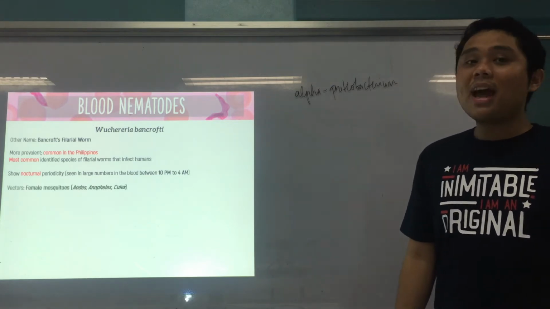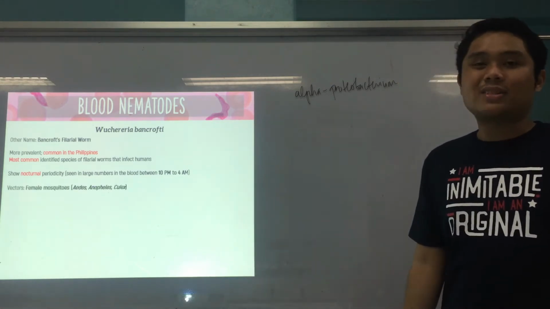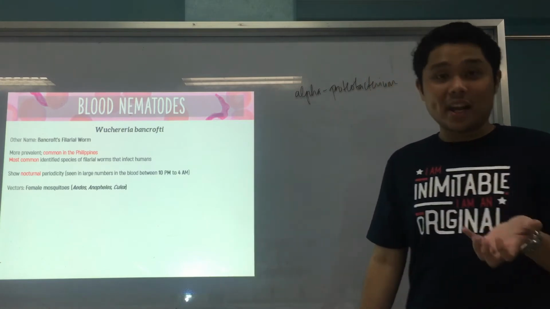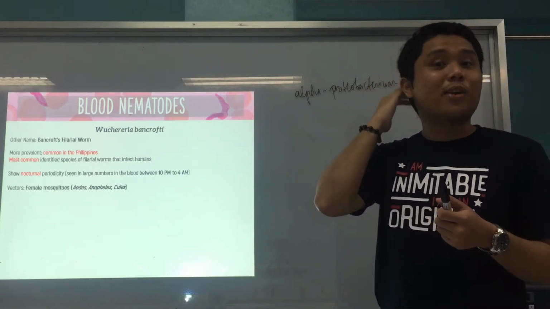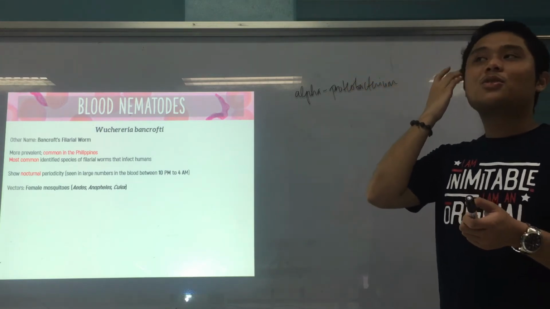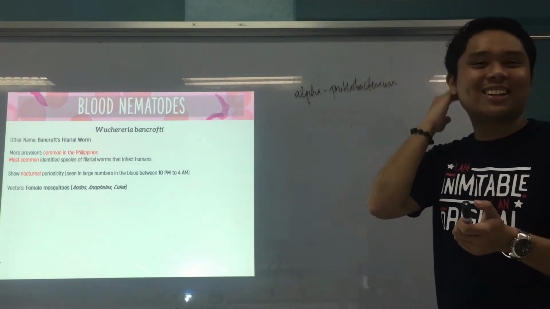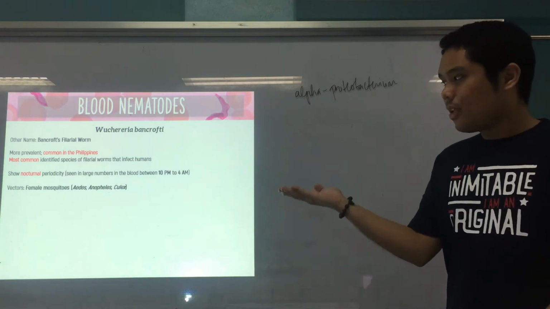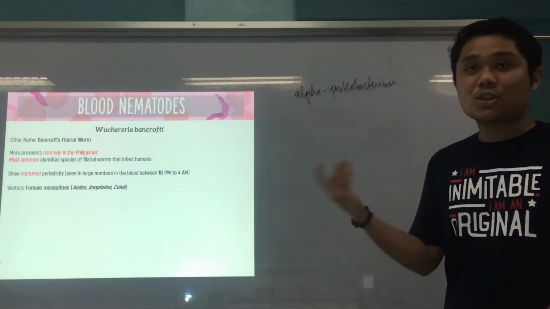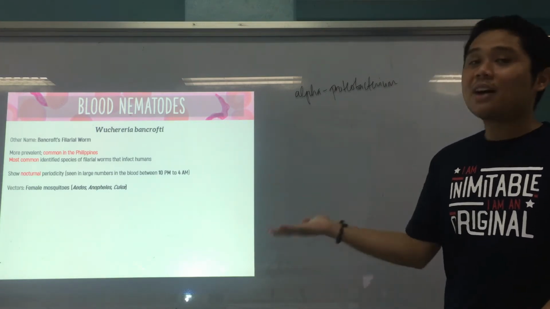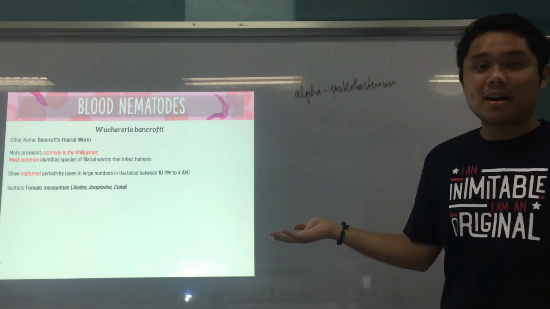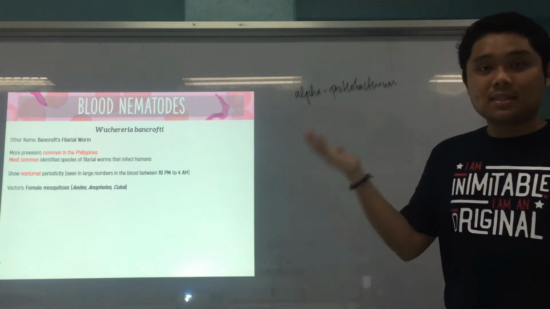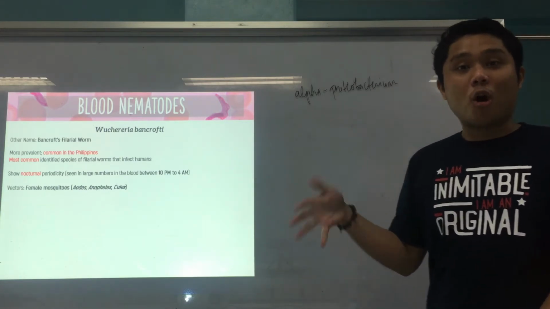And the vectors, as you can see, are female mosquitoes: Aedes, Anopheles, and even Culex species. In public health, you already know how to identify the larvae of mosquitoes. So again, vectors, female mosquitoes. That's why it's common in the Philippines, because we have the vectors. The mosquitoes are very common in the Philippines. That's why we have this filarial worm, because the vectors are common here.